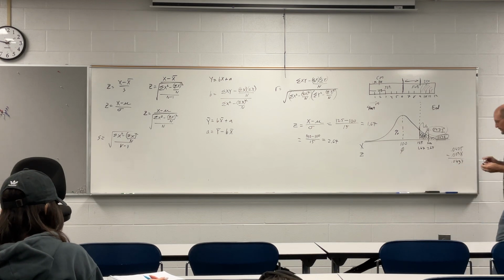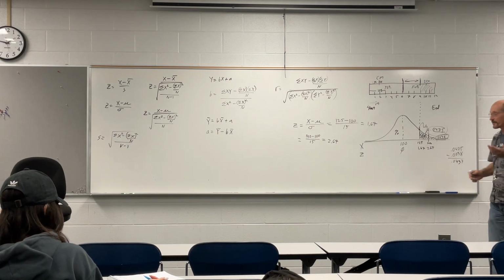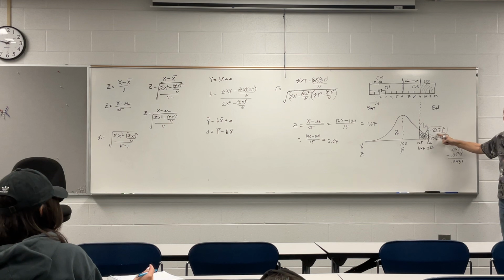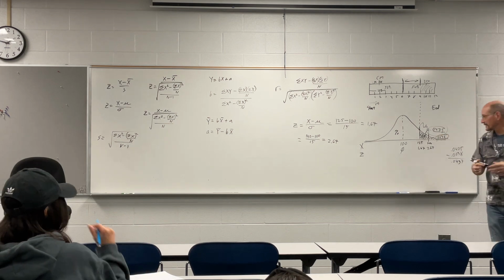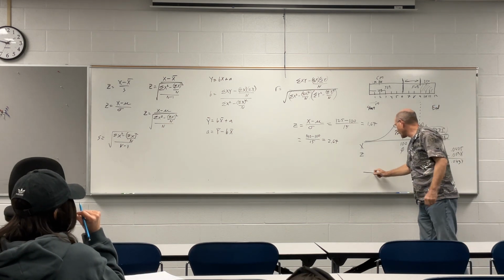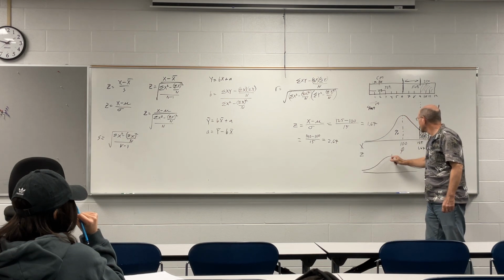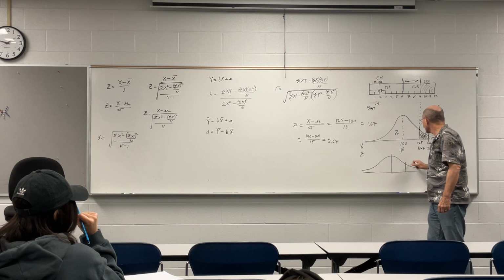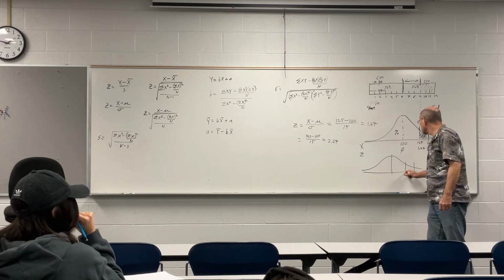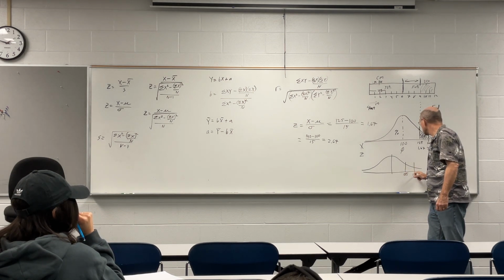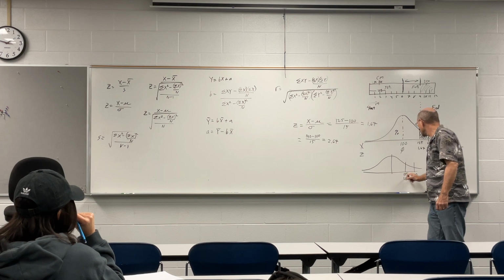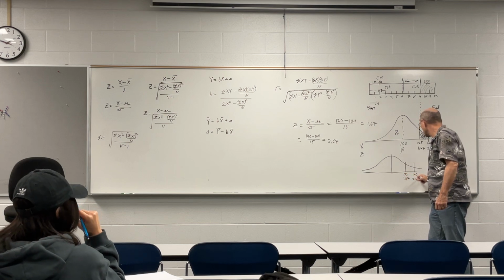Okay, 0.437. Notice that I used the C column. If I wanted to use the B column, which is where most people tend to intuitively start, because B says area between mean and Z. But it's not the mean.